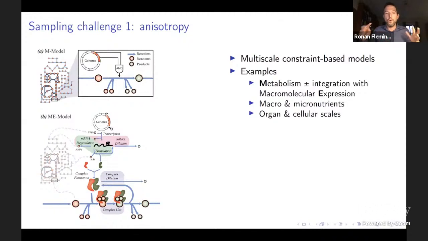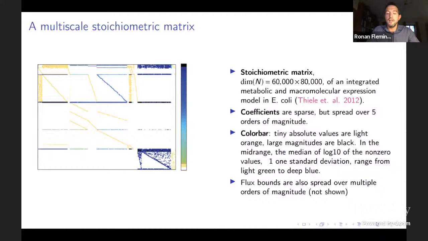So when you're trying to model the whole, in other words, for example, metabolism and macromolecular synthesis or expression together, you end up with these linear models that are multiscale, and they create very anisotropic solution spaces, or feasible sets, in other words. An example of a stoichiometric matrix is provided here, and this is one of the first integrated metabolic and macromolecular expression models. Typically the dimension of those is in the tens of thousands. The coefficients are very sparse, but individually they're spread over 5 orders of magnitude, and the color bar here indicates the number of standard deviations away from the mean. So there are some very small coefficients in yellow and some very large coefficients in black, spread over many orders of magnitude.